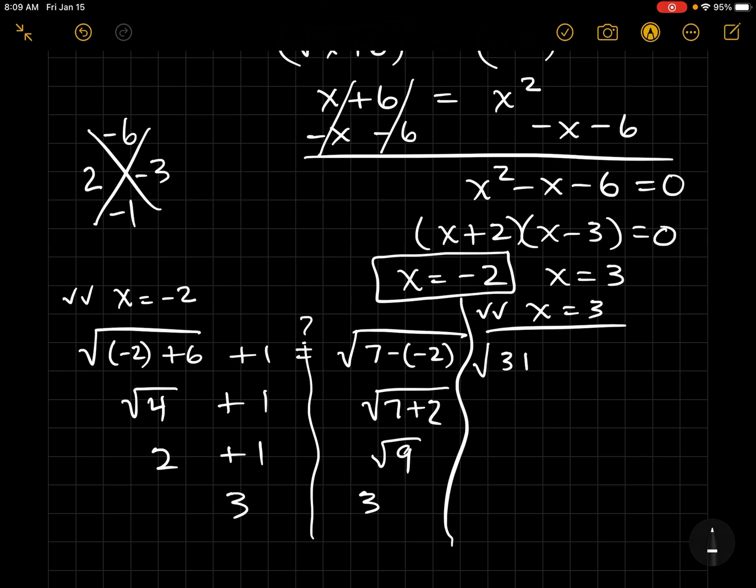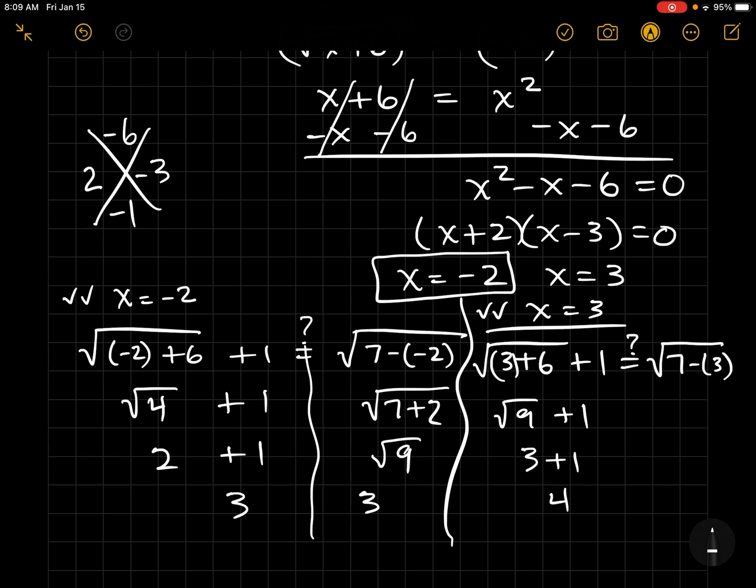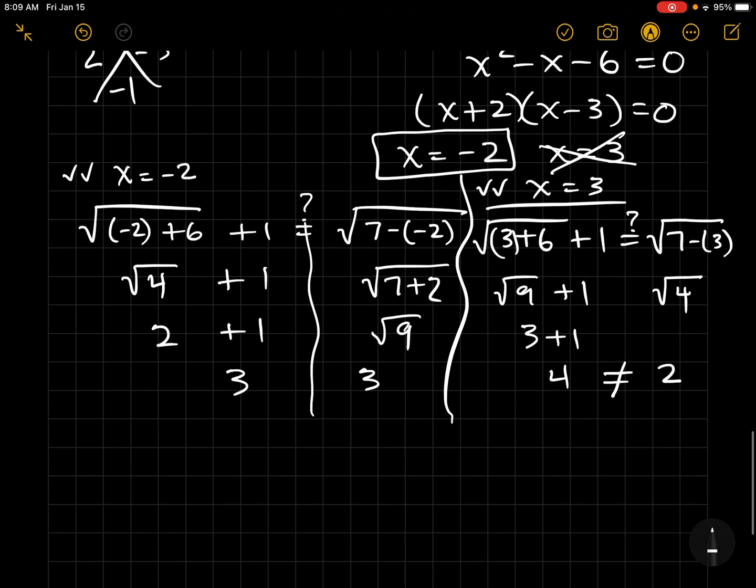And if I plug that in, does that equal 7 minus 3? So I get the square root of 9 plus 1. 3 plus 1 is 4. And this is the square root of 4 is 2. That's not at all equivalent. So my only solution is x equals negative 2.